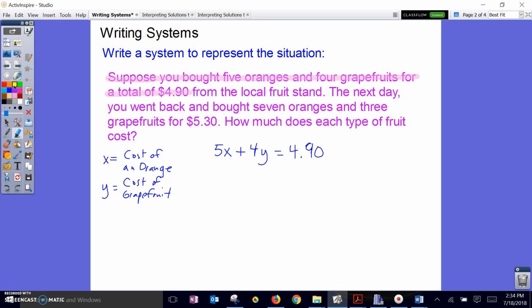We continue through the problem. The next day, we went back, we bought 7 oranges and 3 grapefruits for $5.30. We're going to take 7 times the cost of an orange and 3 times the cost of a grapefruit, and that's going to be equal to the total cost of those. And there's our system of equations that we can use to solve and figure out how much each type of fruit costs. We're not going to actually go through the process of solving this, since this video is focusing on us being able to write systems. If you can write systems, and you know the 3 system techniques for solving that we've already learned, solving this system should not be terribly difficult.